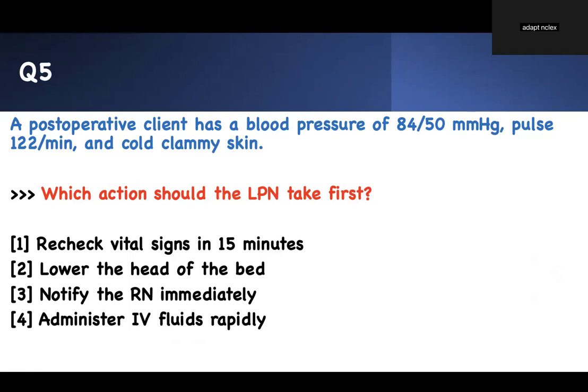I said buzzword. Would you check the vitals in 15 minutes? Lower the head of the bed, notify the RN immediately, administer IV fluid rapidly. If you are in that situation, 10 seconds. Let me know what you think.